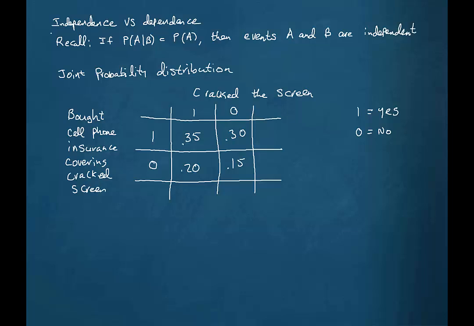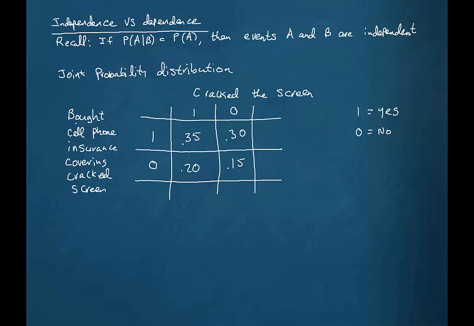We're going to take a look at independence versus dependence with regard to random variables. Let's recall that if the probability of event A occurring given B has occurred is the same as the probability that A will occur, in other words, it doesn't matter whether or not B has occurred, it has no bearing on whether or not A is going to occur, then the events A and B are considered to be independent. Well, let's examine this joint probability distribution.